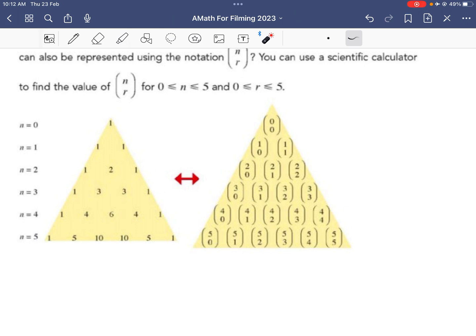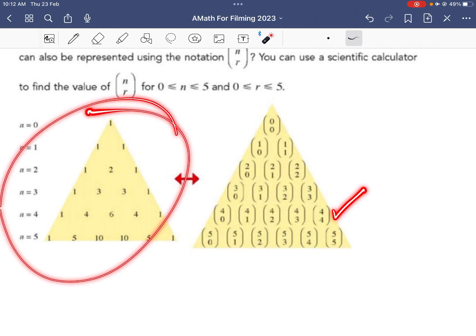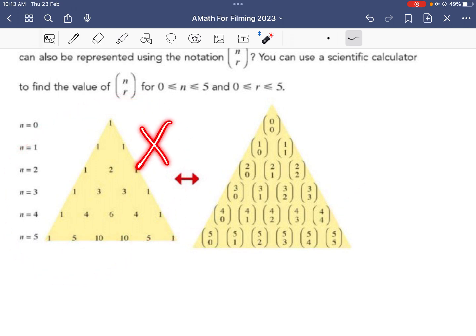So basically, what this slide is trying to tell you is that you do not need to memorize all these numbers. So don't go 1 2 1, 1 3 3 1, 1 4 6 4 1. No need. If I use the nCr, this is a way for me to generate the Pascal triangle without me having to memorize all these coefficients. So again, no need to memorize. This way will actually help me to generate.